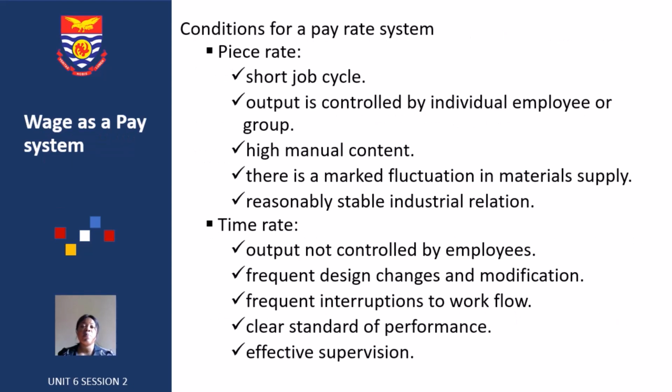We have conditions for a pay rate system: the piece rate system, and the time or flat rate system. The conditions for the piece rate system include a short job cycle. Mostly your employment is for a job cycle which is very short. Maybe you are doing construction work where you need to produce 100 blocks. These 100 blocks for building are for a short period, probably a month or a week. So based on the output, if one day you produce one, you are paid based on the one output that you were able to deliver.